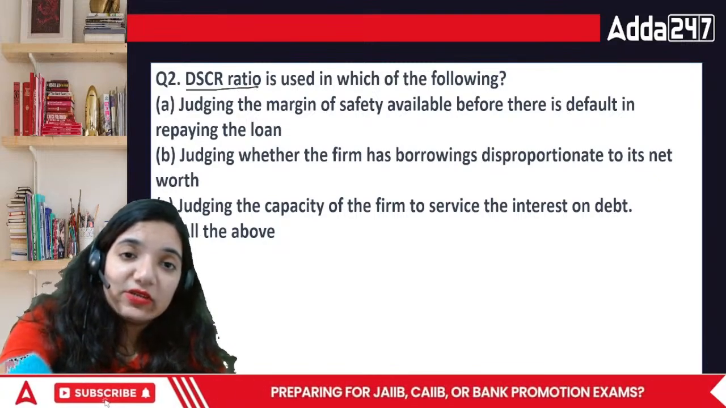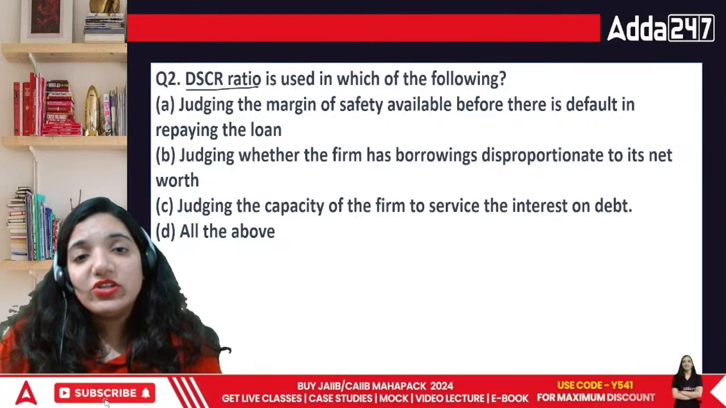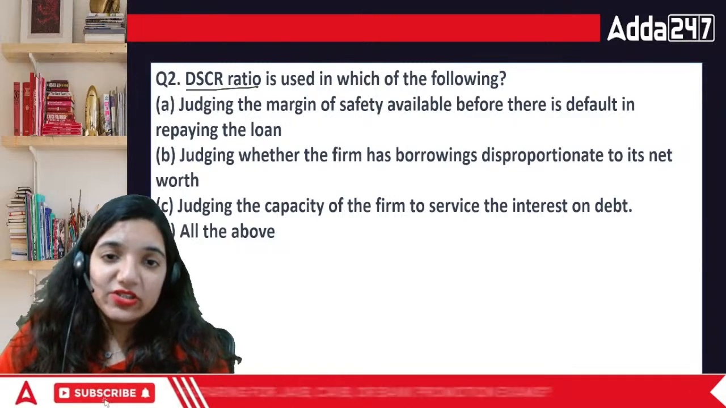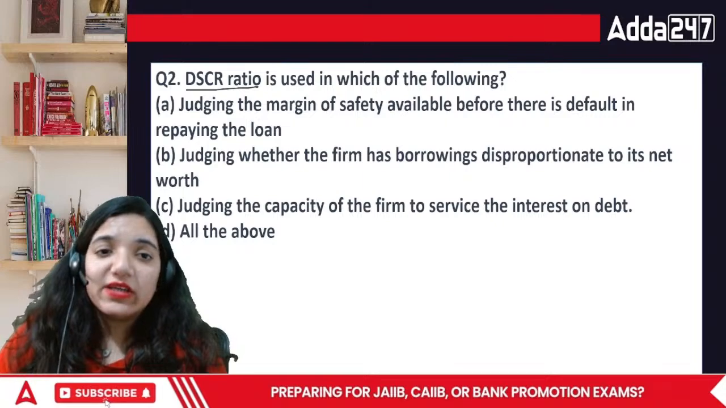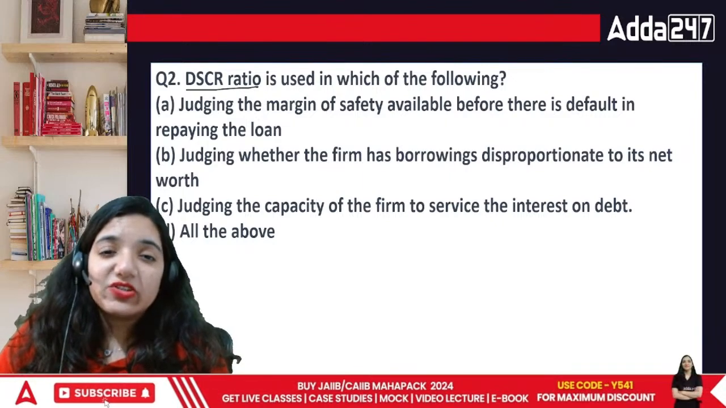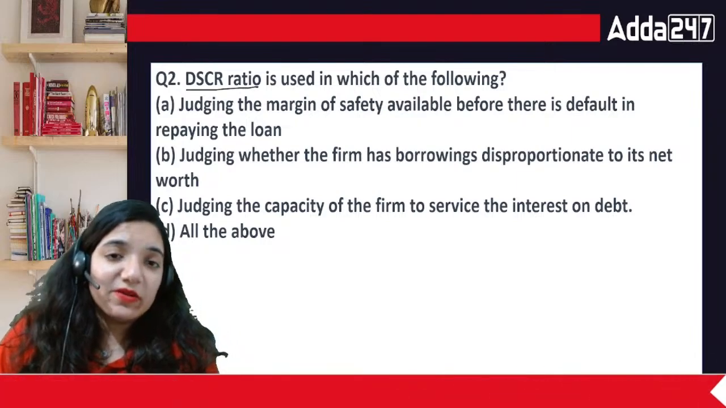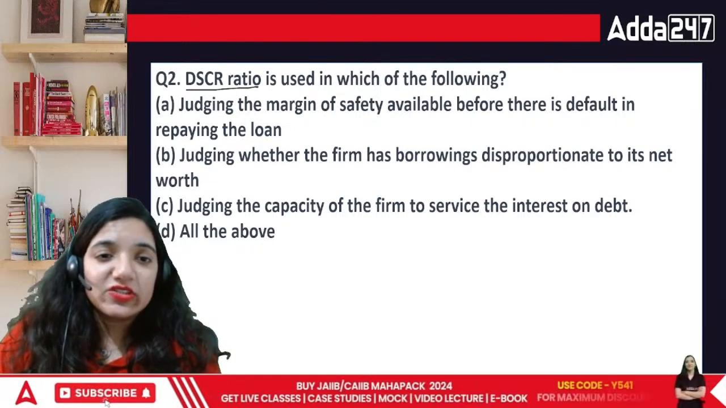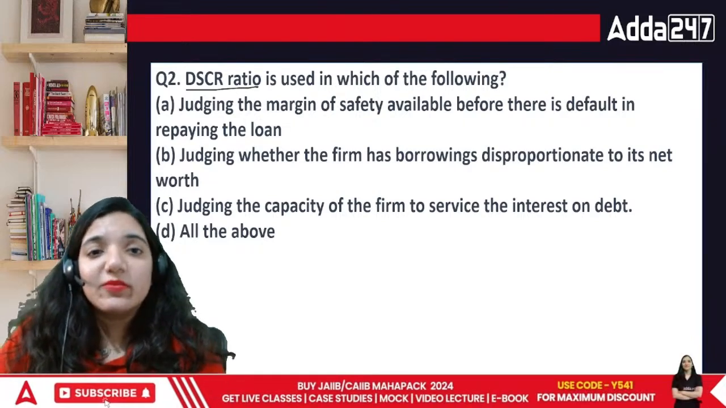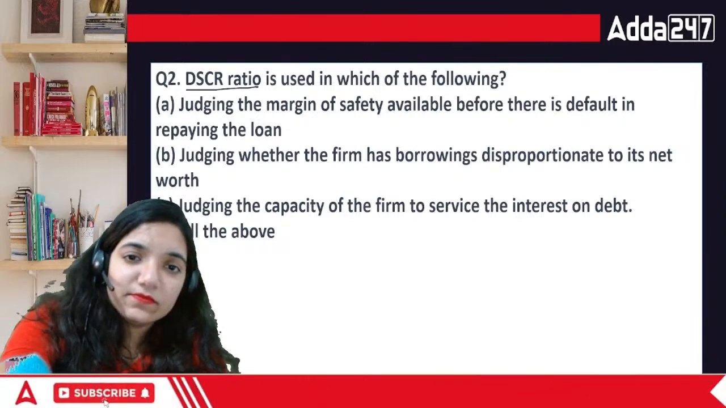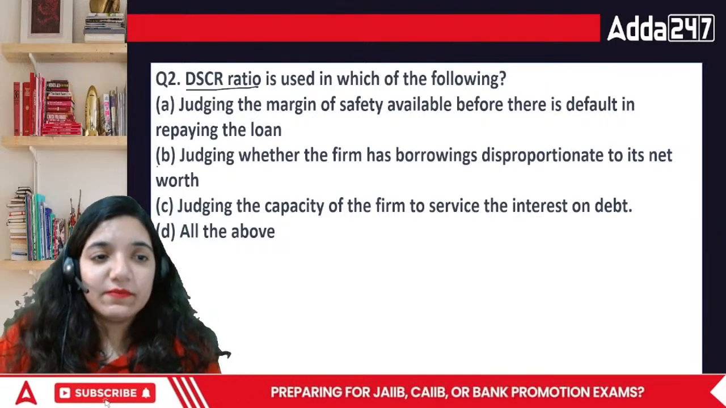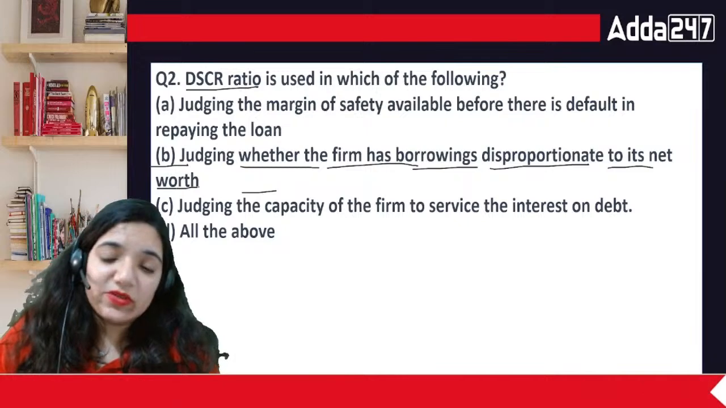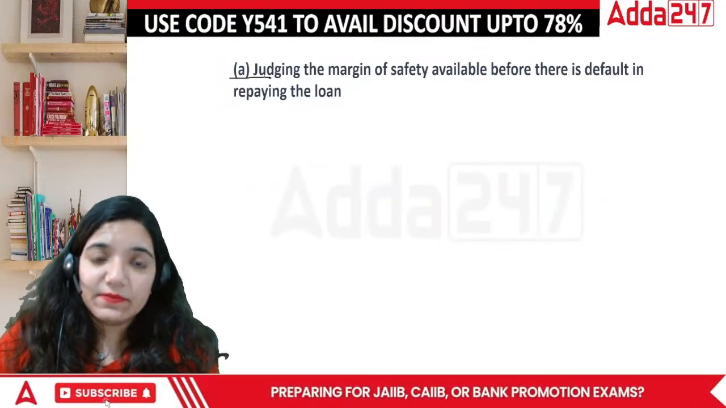So based upon this, what would be the answer, everyone? Judging the margin of safety available before there's a default in repaying the loan, judging whether the firm has borrowing disproportionate to its net worth, judging the capacity of the firm to service the interest on debt, or all of the above. It's not all of the above because margin of safety and the capacity of the firm to service is just not something which they choose. In this case, there's only one point, that is B. That is judging whether the firm has borrowing disproportionate to its net worth. Okay? The answer is A.